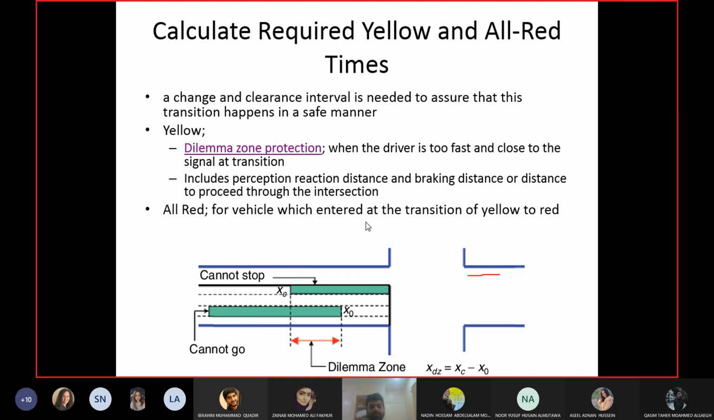All red time is given for the vehicle which entered the intersection at the transition from yellow to red. So the signal was yellow, you were at this point, you entered the intersection and then the signal became red behind you. Okay, you entered during yellow, so there was no problem with you entering the intersection, but now we need to give you some time so that you can clear the intersection. That time is all red time.